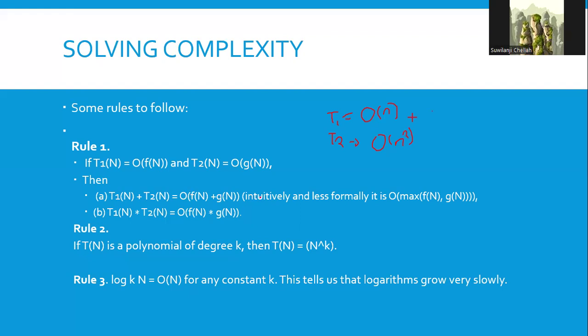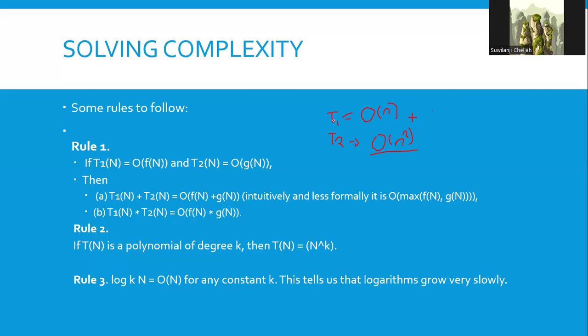And then here it also says that, intuitively and less formally, it is big O of the maximum between these two functions. So we're saying that when we add these two time complexities, the overall big O function is going to be the highest order. Remember, when we started, we said that big O looks at the worst case scenario, and here we're looking at the worst case in the sense that this one is the largest compared to this one here.